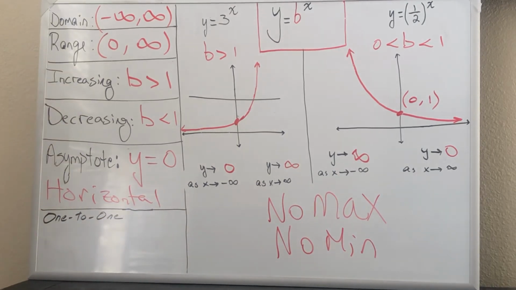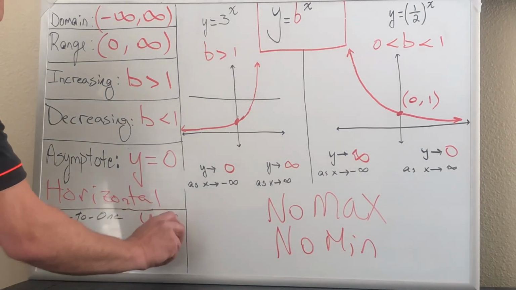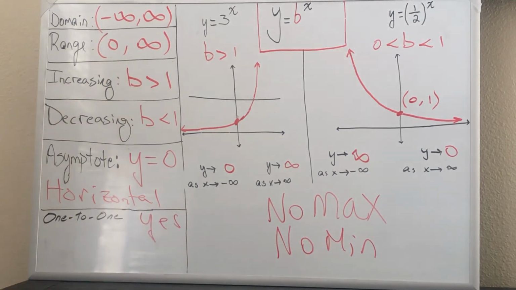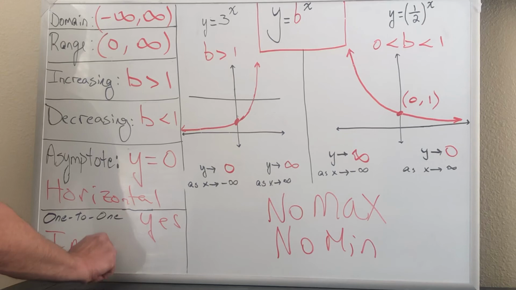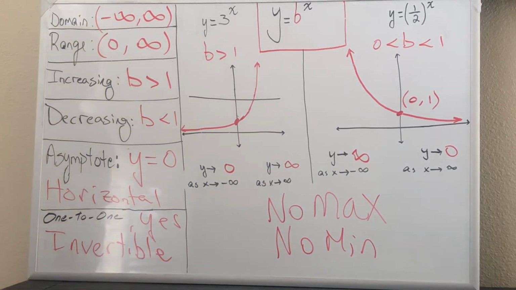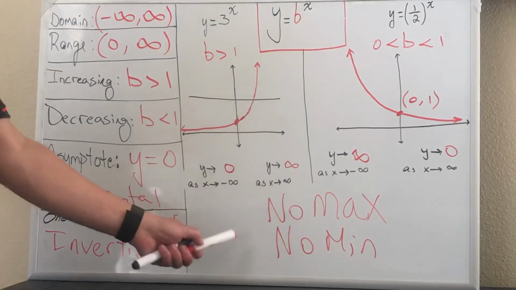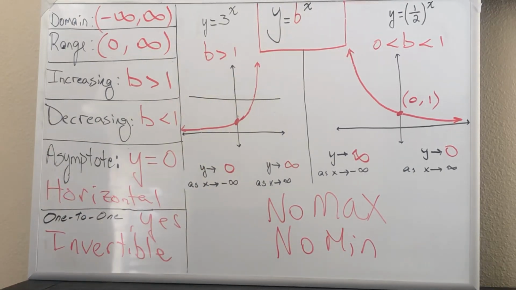The exponential function is one-to-one. That means we have an inverse. So it's an invertible function. There is no maximum and there is no minimum to an exponential function. The value of y can be as big as you want it to be, and it can be as small as you want it to be.